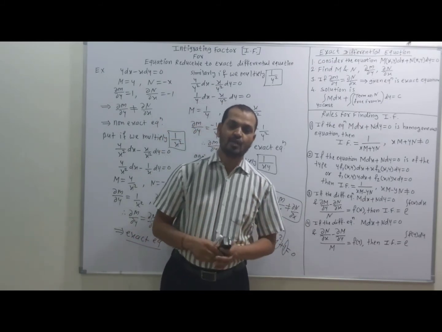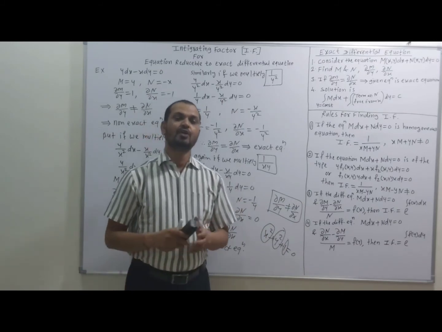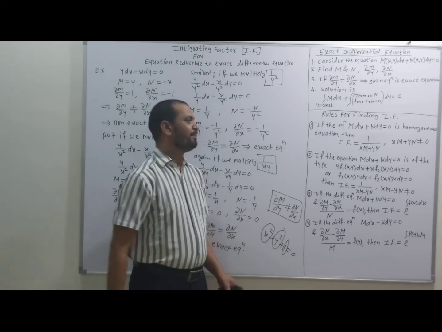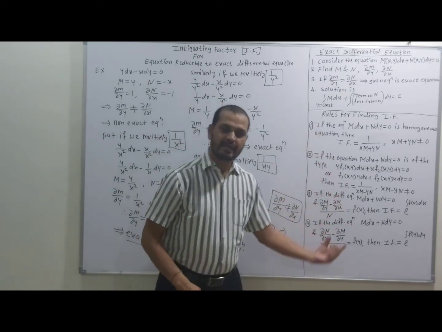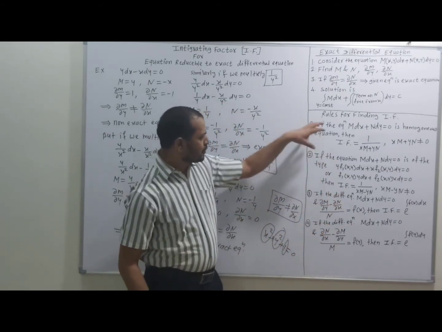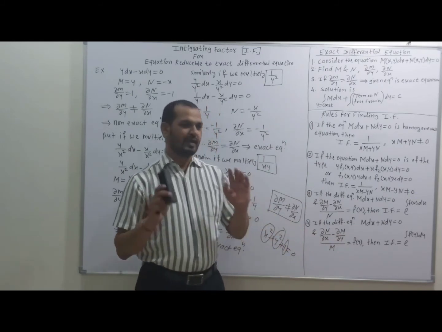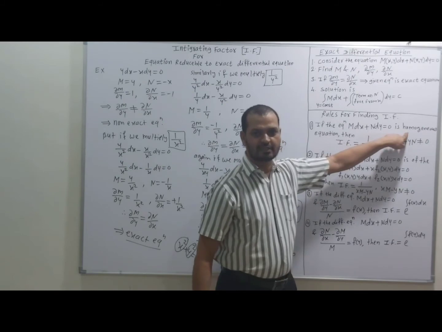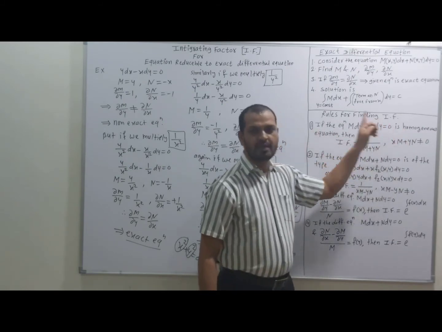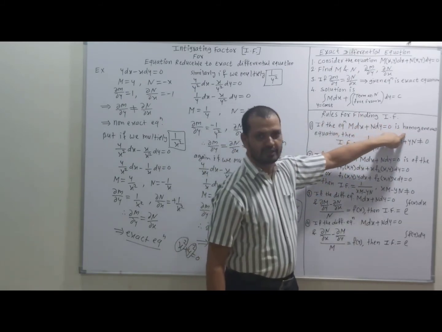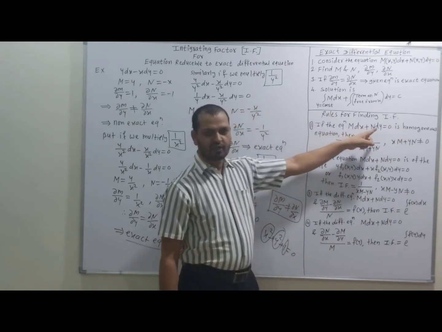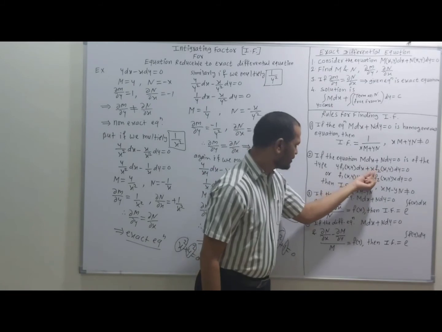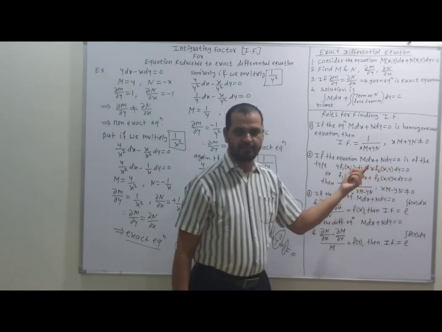Once again, I will revise. The role of the integrating factor is to convert a non-exact equation to an exact equation. Then the question may arise in your mind, which rule do we have to apply first? When the equation is non-exact, first try for homogeneous. That means first try the first rule, and check whether the given equation is homogeneous. If it is not homogeneous, then try the second rule. Check whether y and x are common in the first and second term.